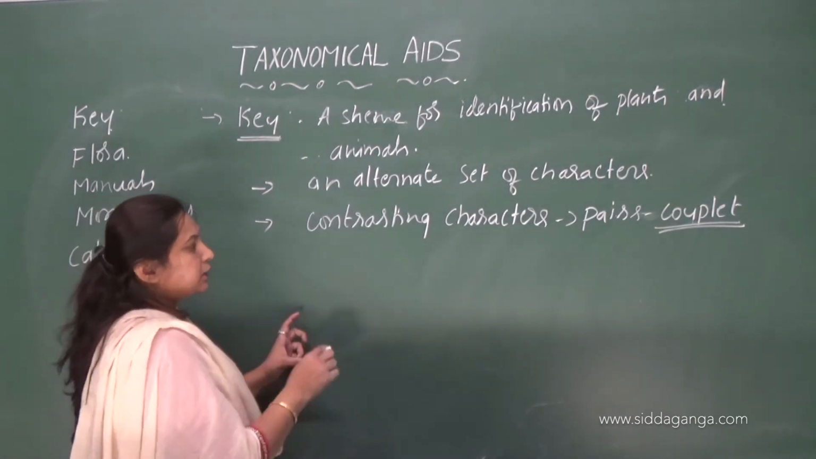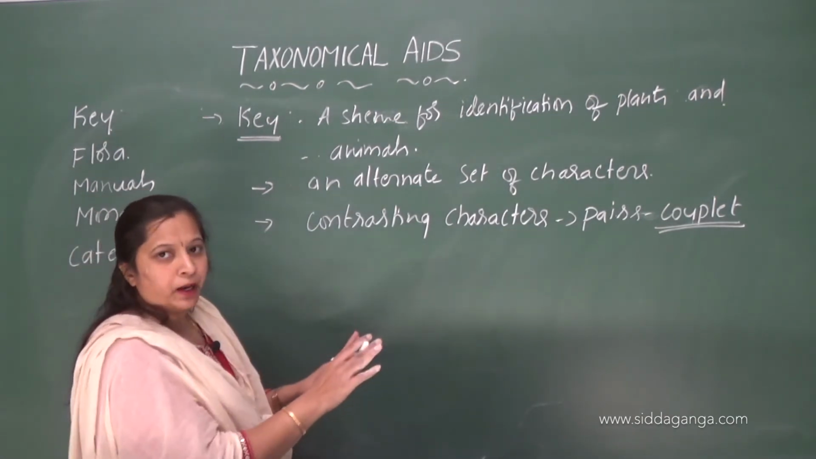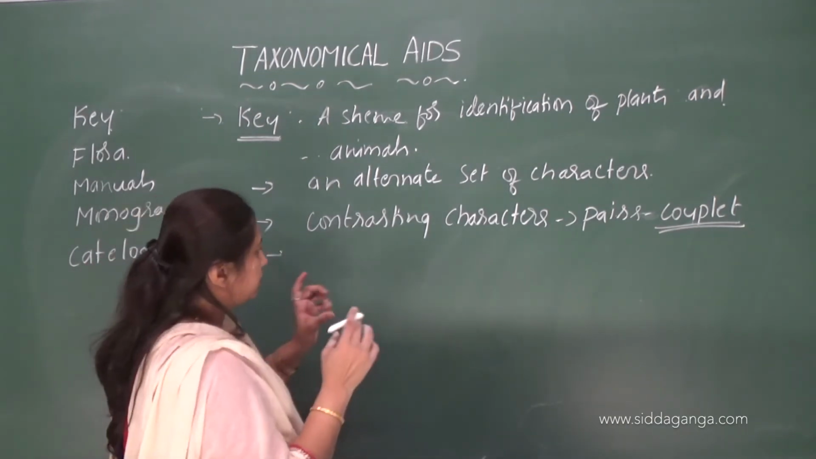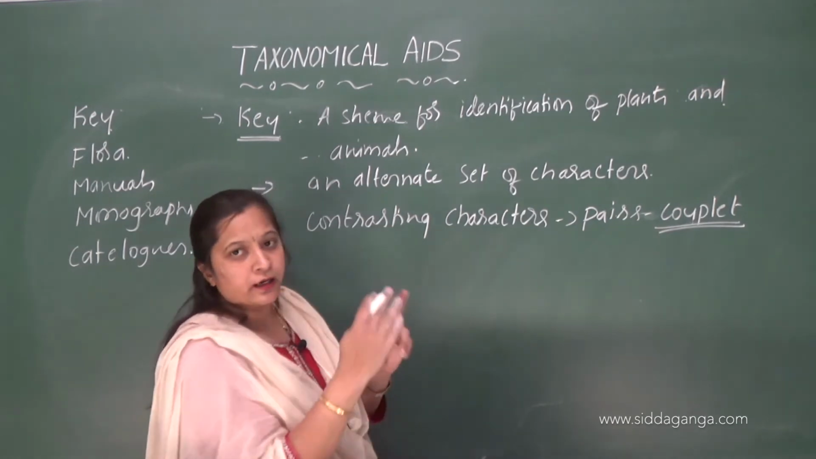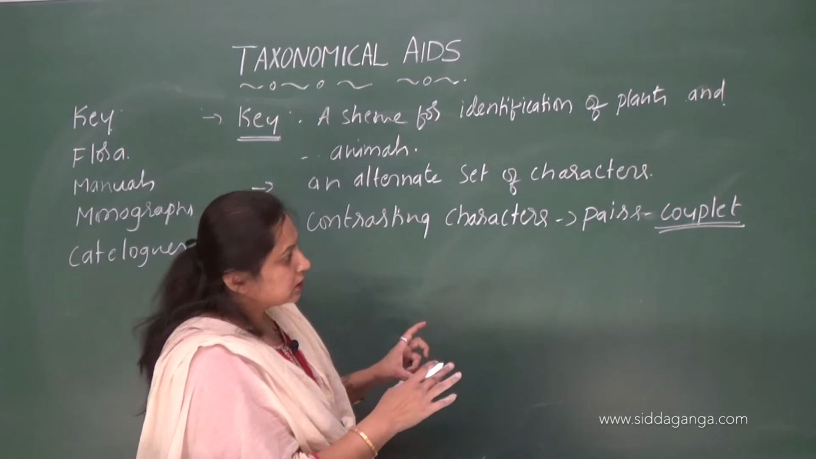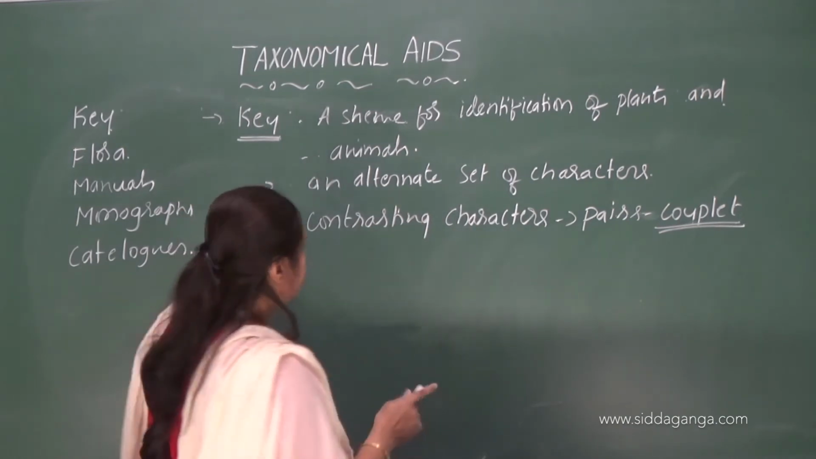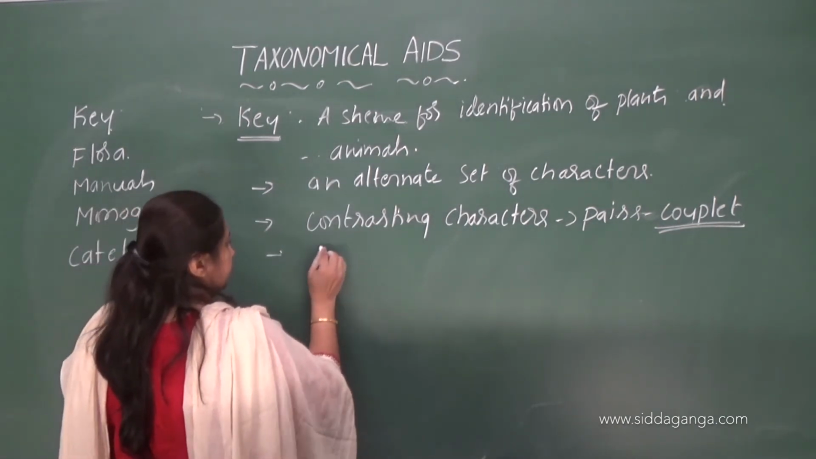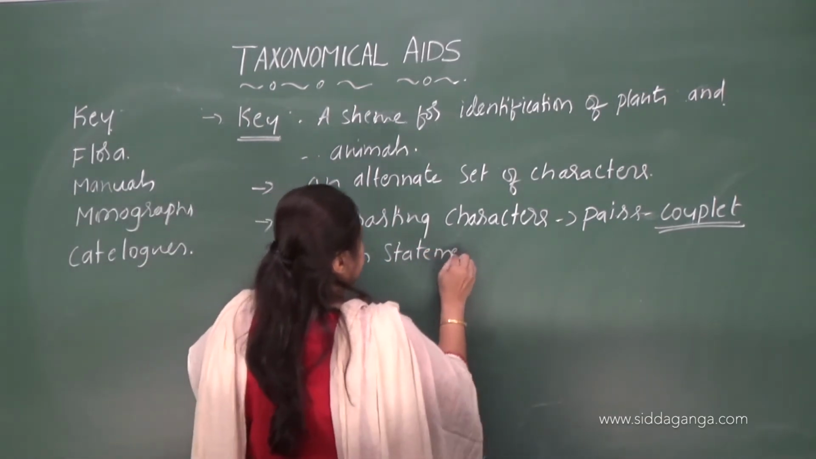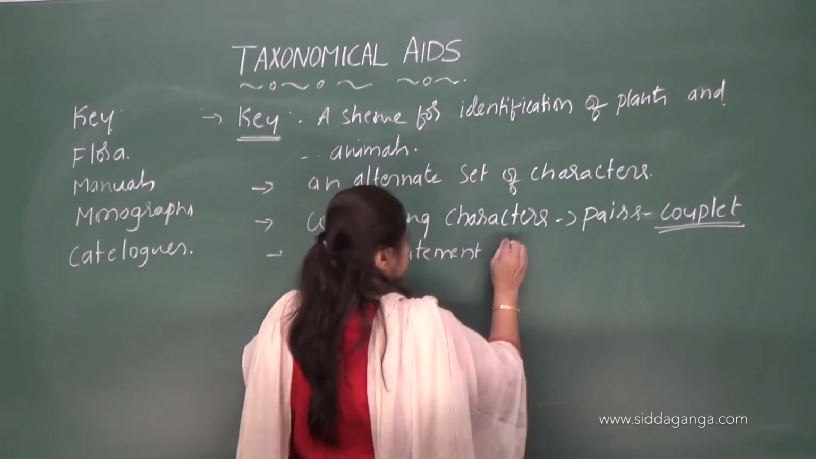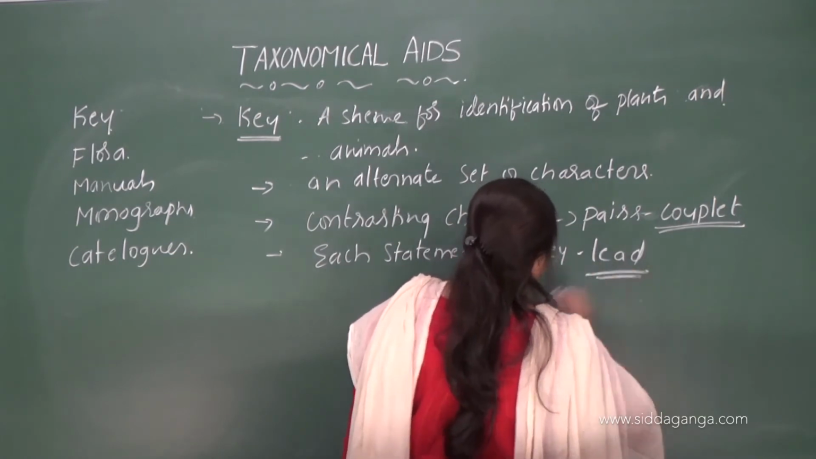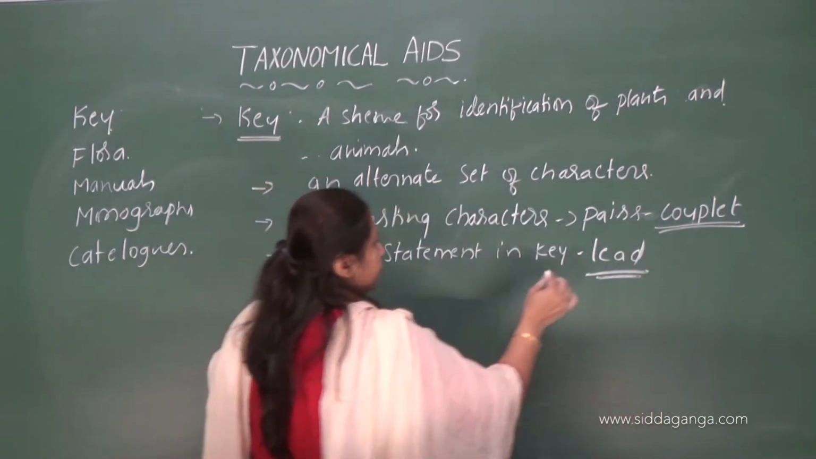And each character in a couplet, or each statement in a key, is called what? Generally it contains contrasting characters, statements, and they are in pairs, which are called couplets. And each statement in a key is called a lead.